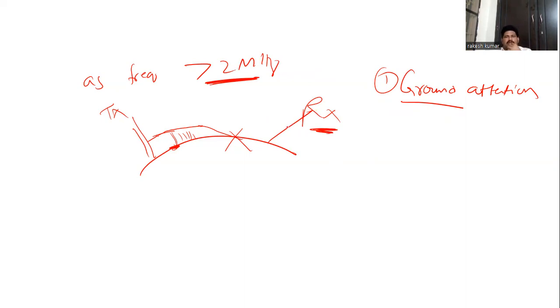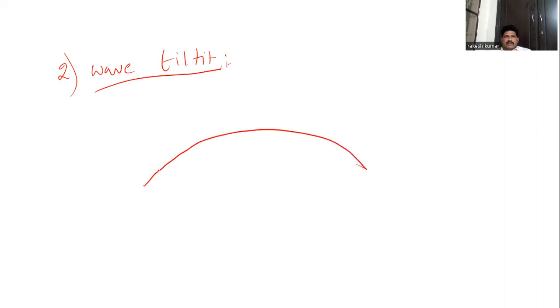Along with this, we have another problem. The other problem faced by ground wave propagation is wave tilting. What is meant by this? Wave tilting. For example, let us consider this is my earth surface.